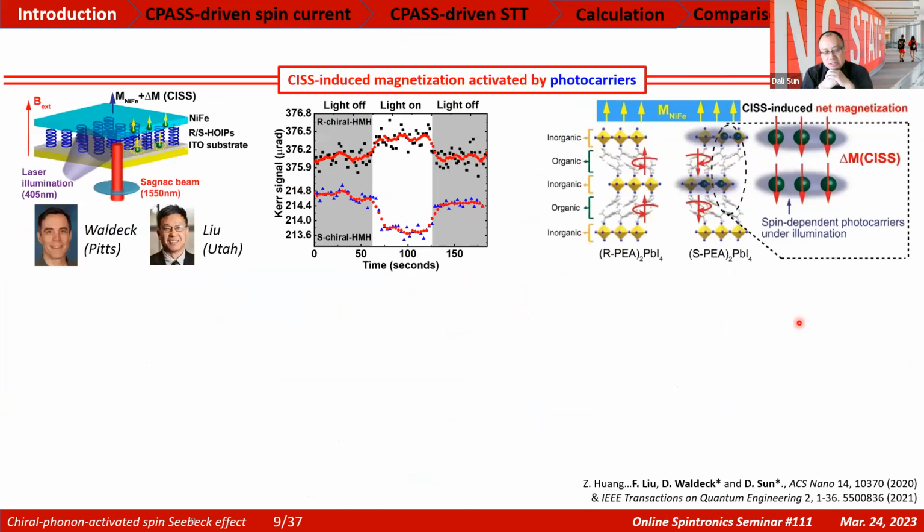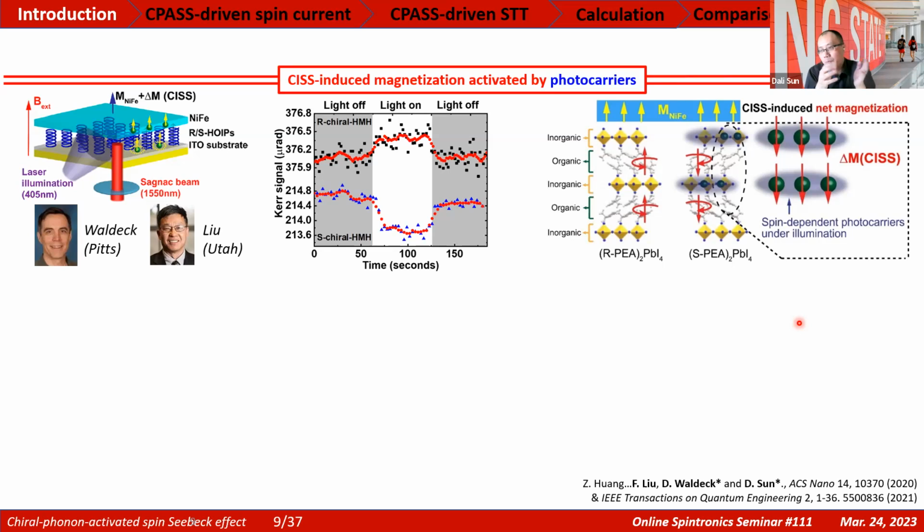So we started to study the CISS effect using hybrid perovskite materials, collaborating with David Waldeck and Feng Liu from Utah. We did lots of spintronic studies in the hybrid perovskite. So once the CISS effect was discovered in these materials, how could we miss this opportunity, right? So we contacted Waldeck from Pittsburgh, who was the co-founder of the CISS effect, and fabricated the chiral perovskite. And we started to study the CISS effect induced magnetism by photocarriers.